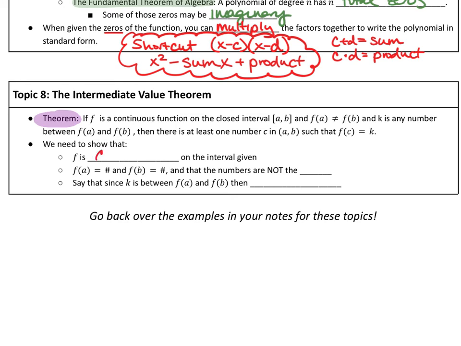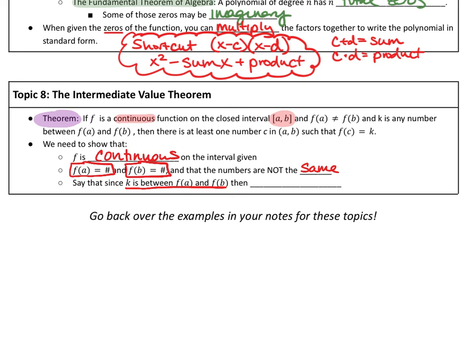We need to show that number one, f is continuous on the given interval, so in this case, on the interval a to b. A lot of times it will just tell you it's continuous and that's enough. Other times you have to know that the particular type of function you're given is continuous all over the interval. We also need to show that f of a is equal to some number, so evaluate the function at a and evaluate the function at b and make sure that the numbers are not the same, and that value k that we want, we need it to be in between those numbers.